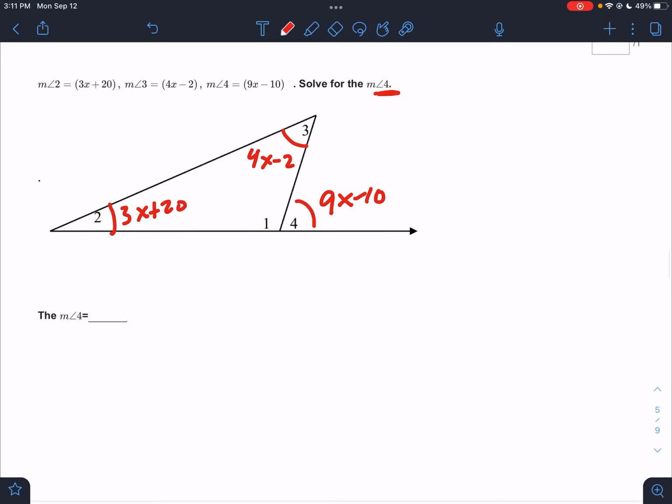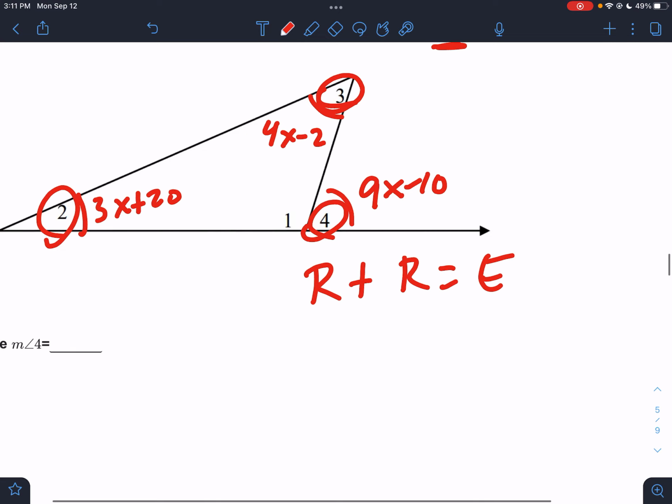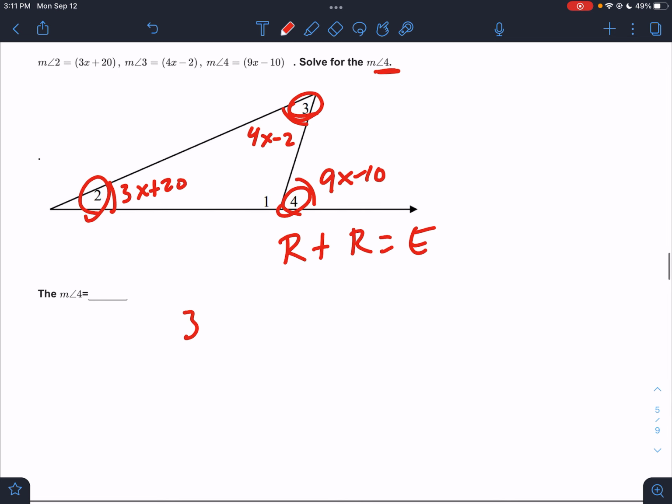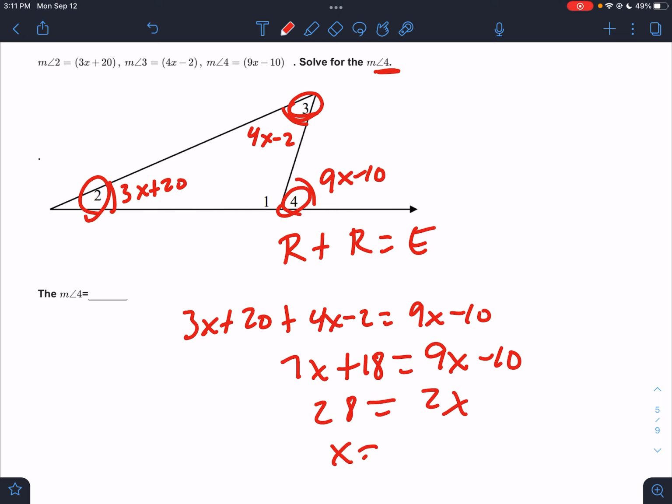So this would be hard to do without our new rule. Our new rule is remote plus remote equals E. That means 3 plus 2 equal 4. You can go watch that other video if you need another explanation on that. But 3x plus 20 plus 4x minus 2 equals 9x minus 10. So 7x plus 18 equals 9x minus 10. 2x equals 28. X equals 14.